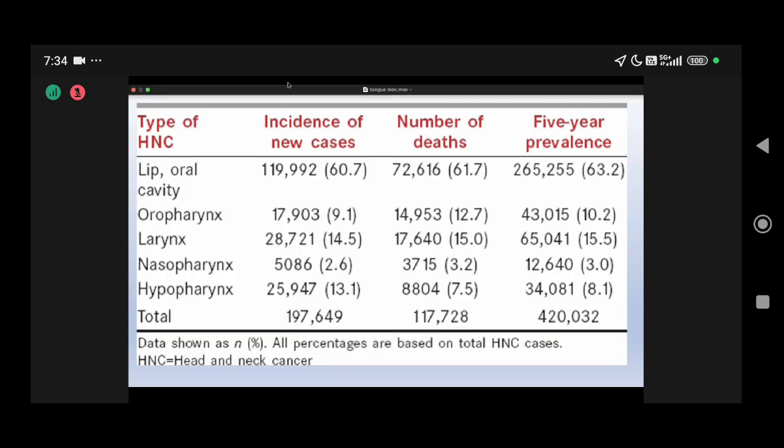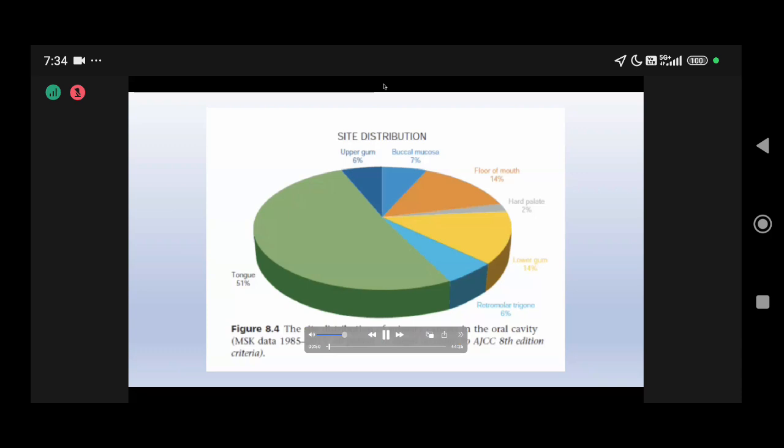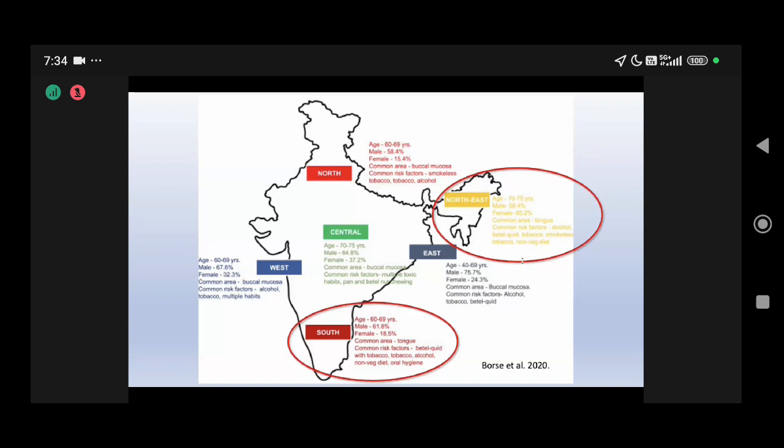As part of the National Live Webinar series of the National Board of Examination in Medical Sciences, I'm going to talk about oral cancers, in particular tongue cancers. As we all know, head and neck forms the majority of cancers in our region, and even in head and neck, lip and oral cavity cancers are predominant. As you can see from this GLOBOCAN 2018 data, 60.7% of head and neck cancer new cases are of lip and oral cavity, and equally so are the number of deaths and 5-year prevalence. Tongue forms the major chunk of all head and neck cancers. This is MSKCC data, around 51% of total patients. In India, North, East and South are predominantly affected by tongue cancers, as evident from the paper by Bose et al. in 2020.